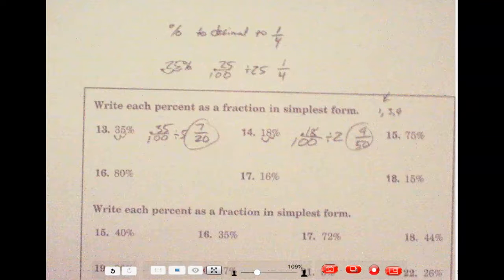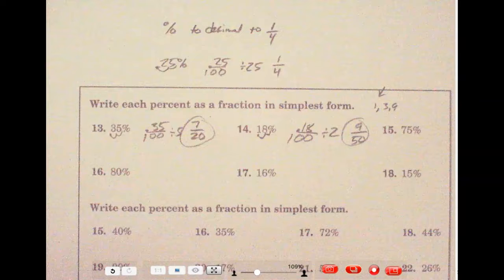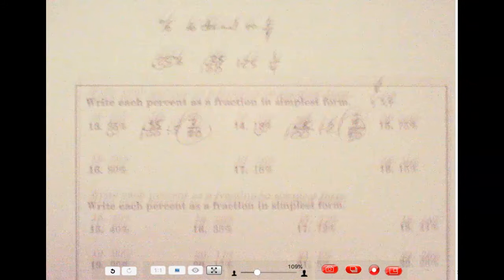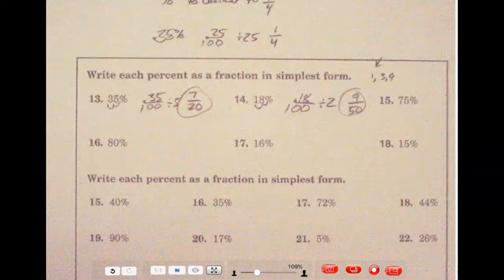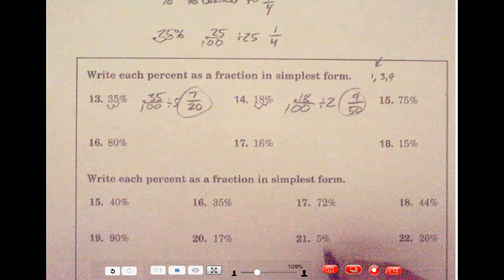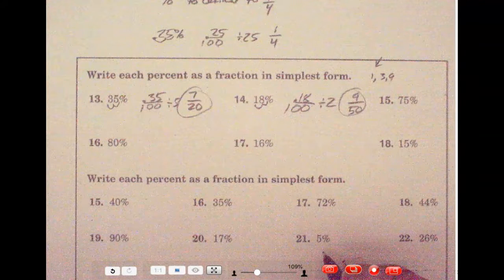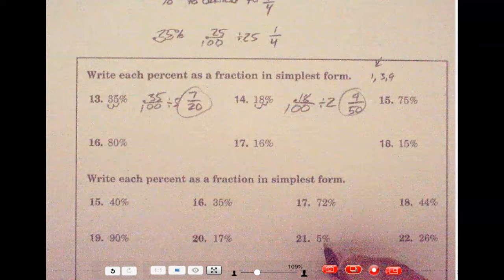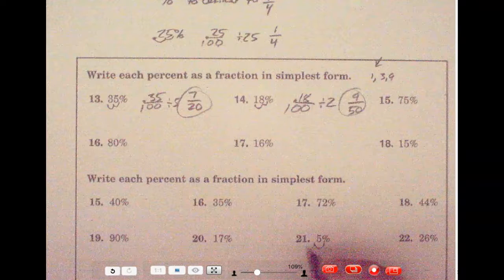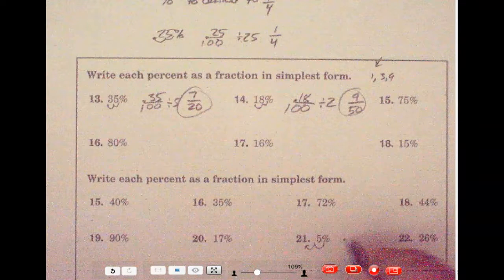Let's take a look down here at the second section. Write each percent as a fraction in simplest form. Oh, actually it's the exact same thing. Let's see if there's any toughies down here. Well, here's the toughie. The toughie is number 21. Because everybody's going to say that this is 0.5. Here's 5%. We still have to move the decimal two places and put the placeholder in. So we have 0.05.